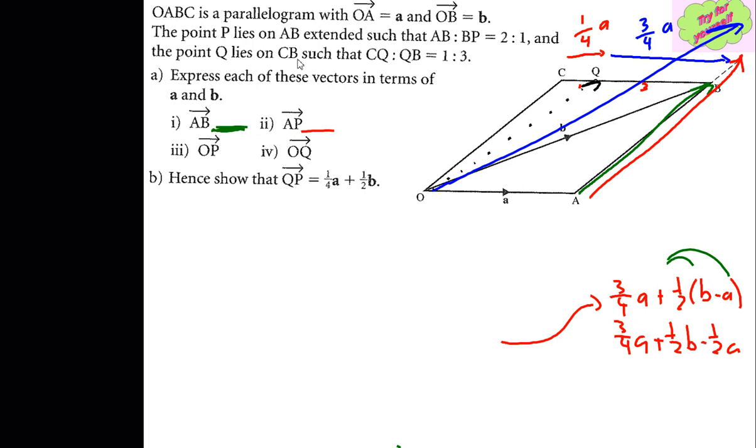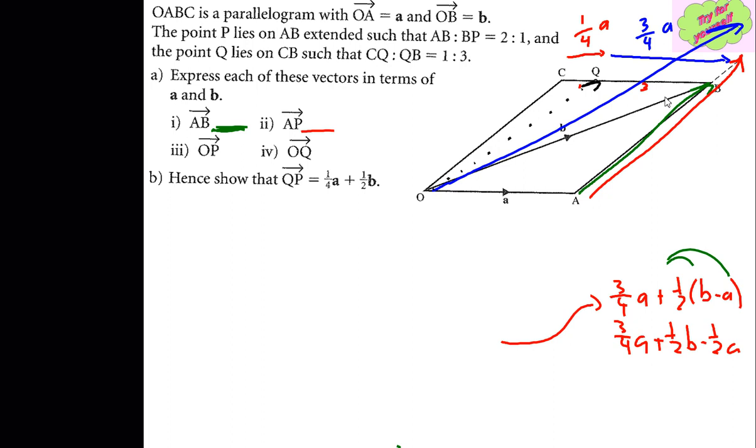And then point Q lies on CB, such that the ratio of CQ to QB is 1 to 3. So in total there are 4 parts, 1/4 here, 3/4 there. Notice this is a, so this whole side must be a. So this must be 1/4 a, and this one must be 3/4 a. That can be helpful to draw out. Express each of these vectors in terms of a and b.